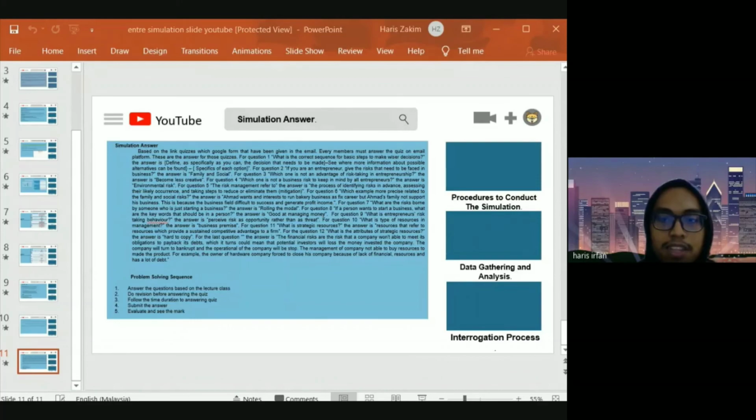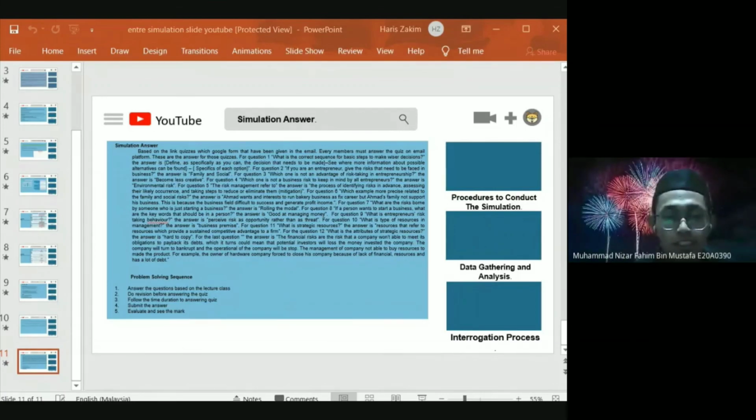For question 10, what is the type of resources in management? The answer is business premise. For question 11, what is strategic resource? The answer is resources which provide a sustained competitive advantage to a firm. For question 12, what is the attribute of strategic resources? The answer is hard to copy.